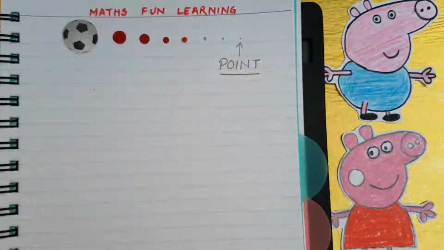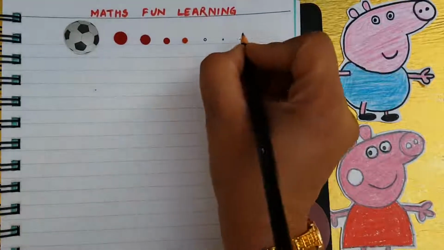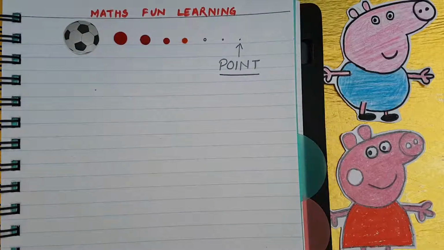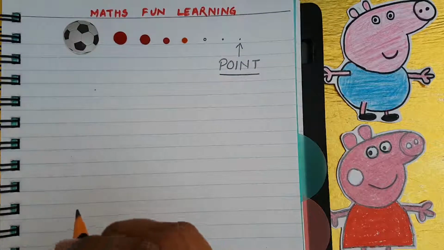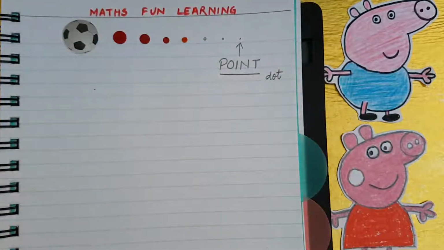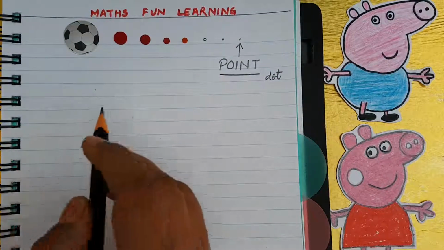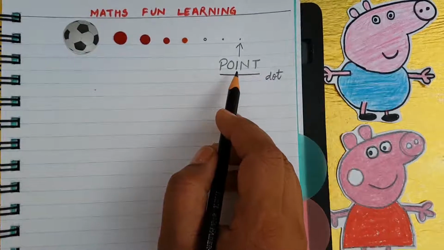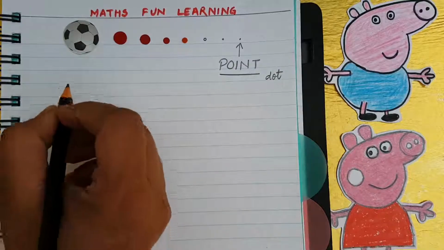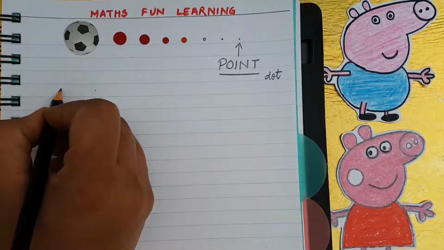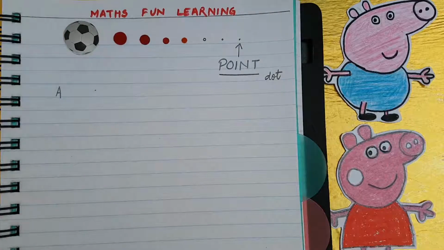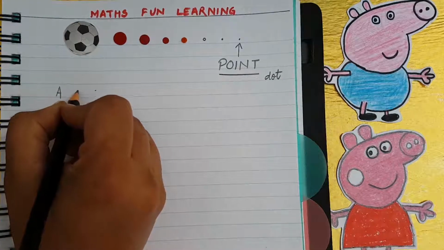Excellent kids, you did a good job. Look, we cannot see a point properly, but we can see a small dot, so you can call it a dot also. So a point is something small that actually cannot be seen at all. So we can say this is a point.